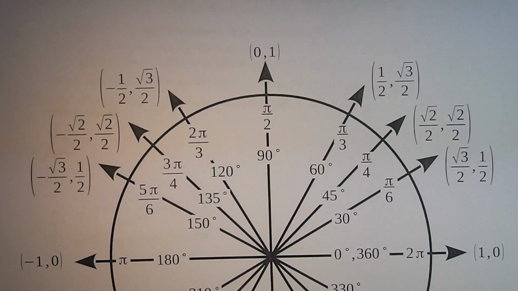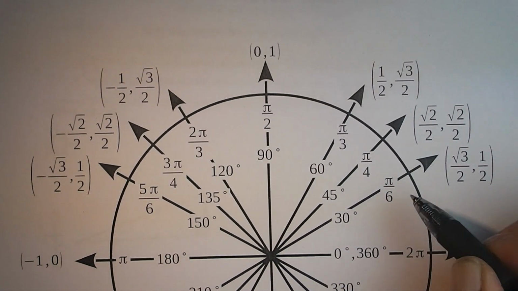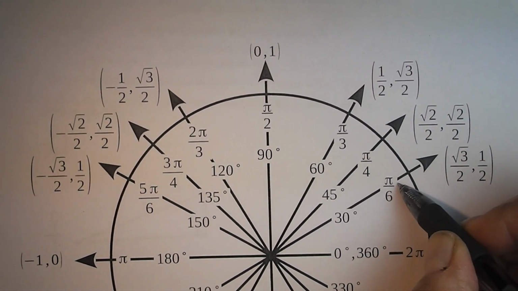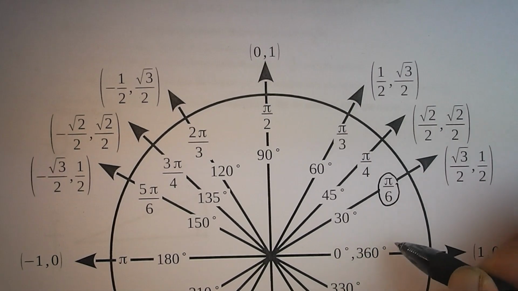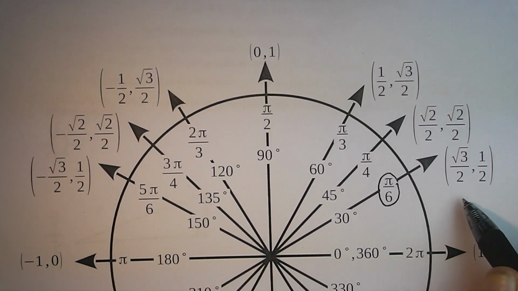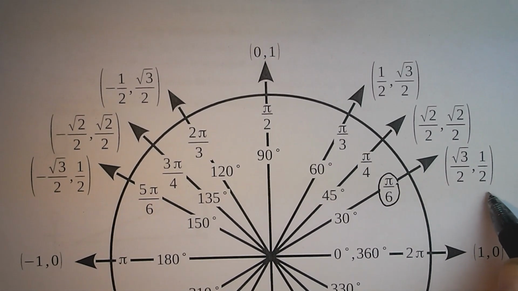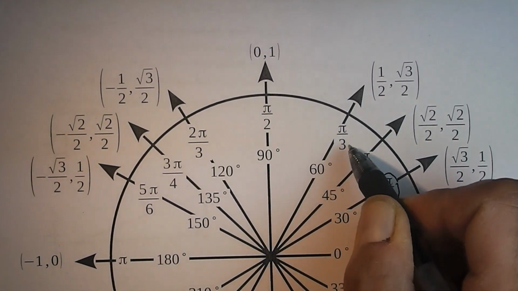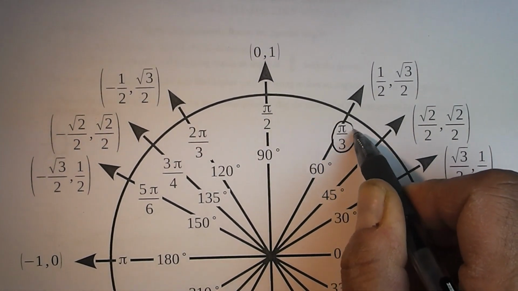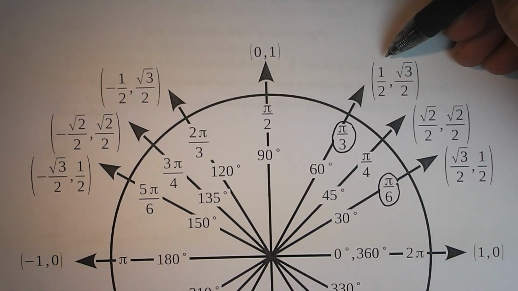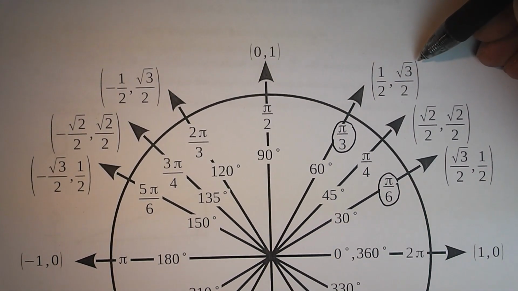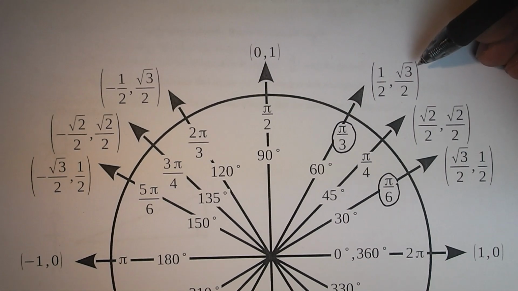But if you look at the unit circle, I want you to look at three angles. Pi over 6. What we know is that the cosine value is radical 3 over 2. Sine of pi over 6 is 1 over 2. If you look at pi over 3, cosine pi over 3 is 1 over 2. Sine pi over 3 is radical 3 over 2.